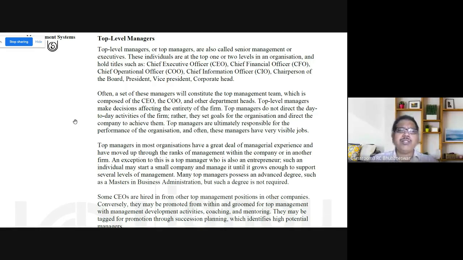So top level managers only take the decisions. They make the decisions affecting the entire firm. Here we can say they can take decisions, but they do not know how to carry them out, so it may be the case that they will sometimes take wrong decisions also. Top level managers do not direct the day to day activity.